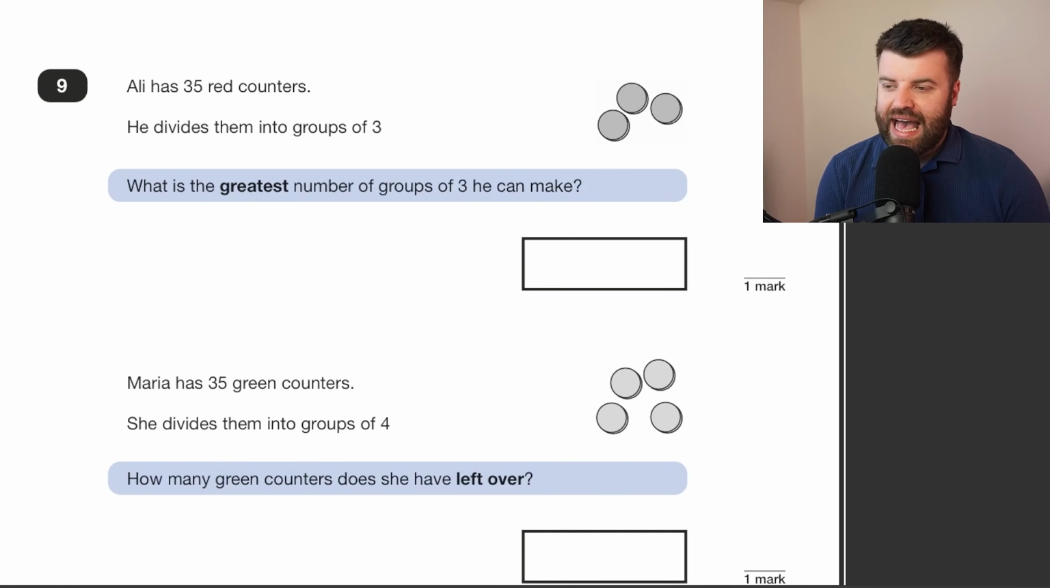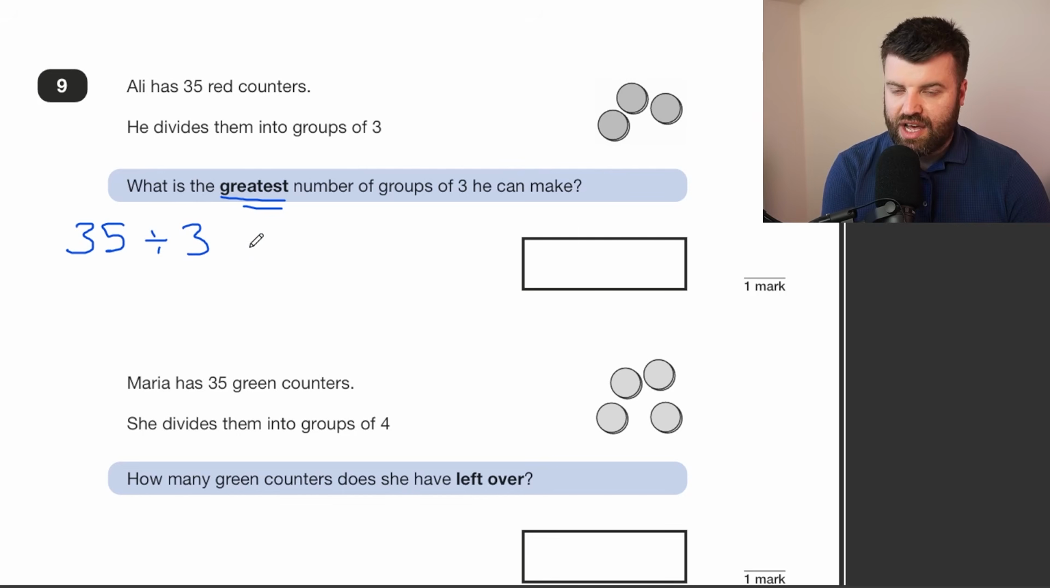Question 9. Ali has 35 red counters. He divides them into groups of 3. What is the greatest number of groups of 3 he can make? Well, if you have 35, this is essentially asking you how many times does 3 fit into 35? So we're doing 35 divided by 3. How many times does that fit in?